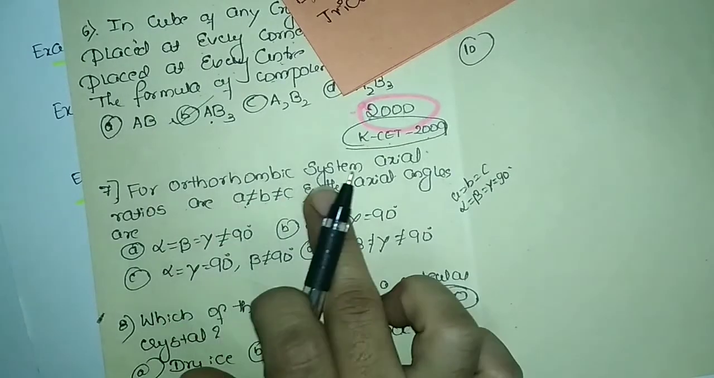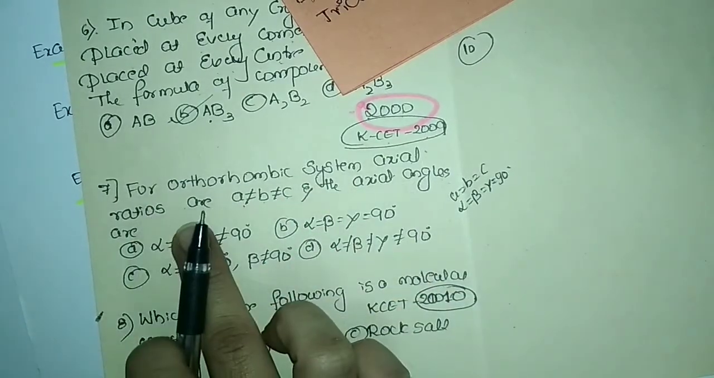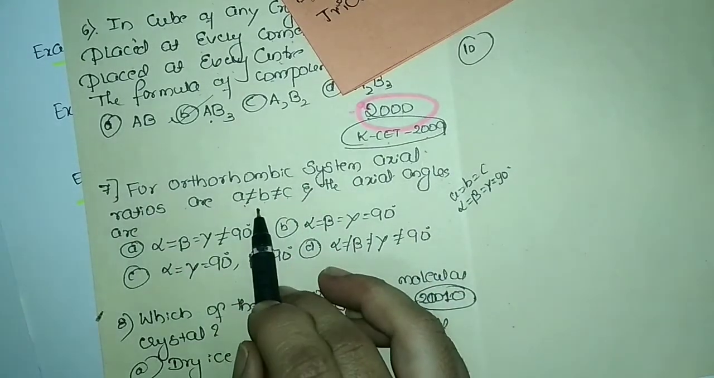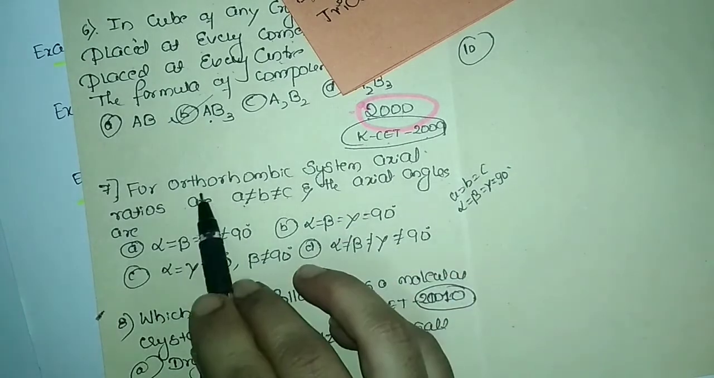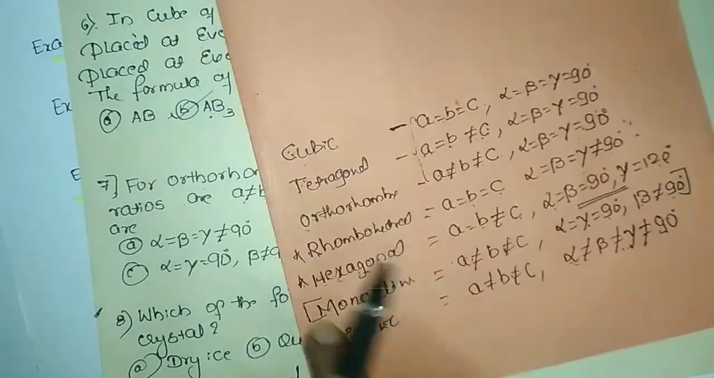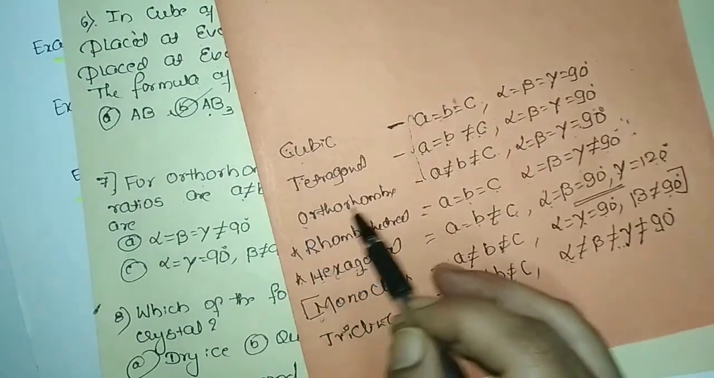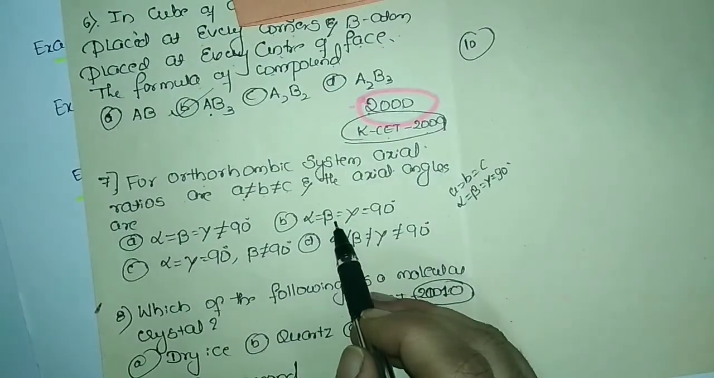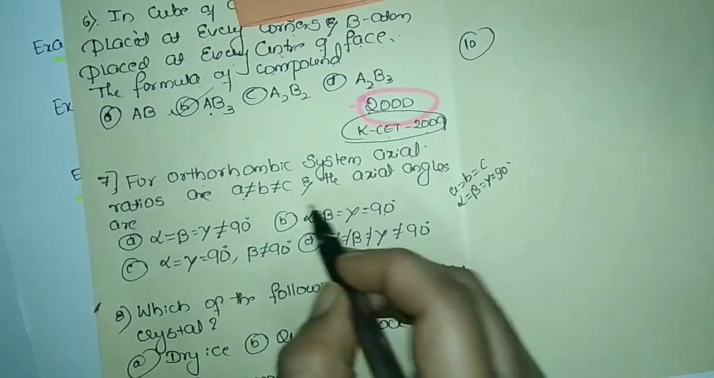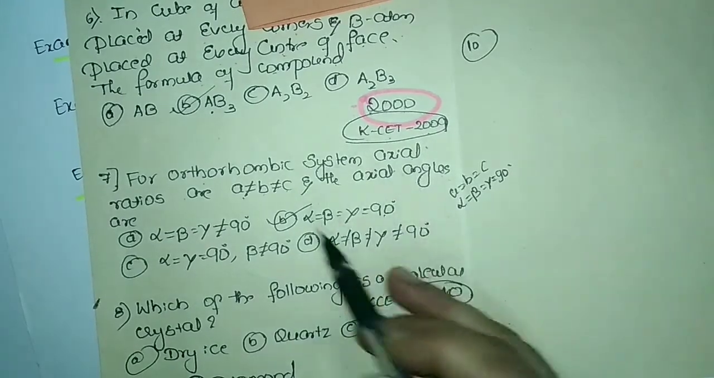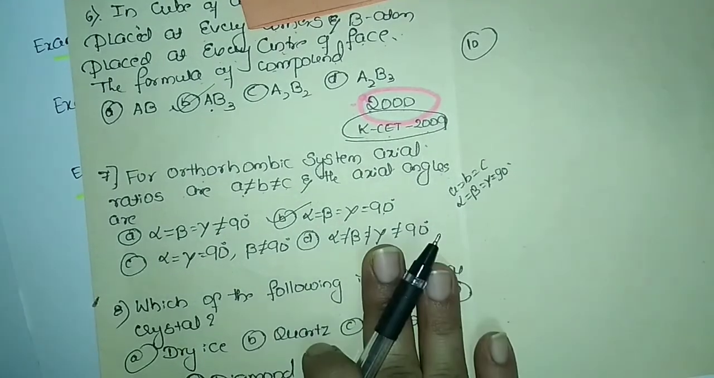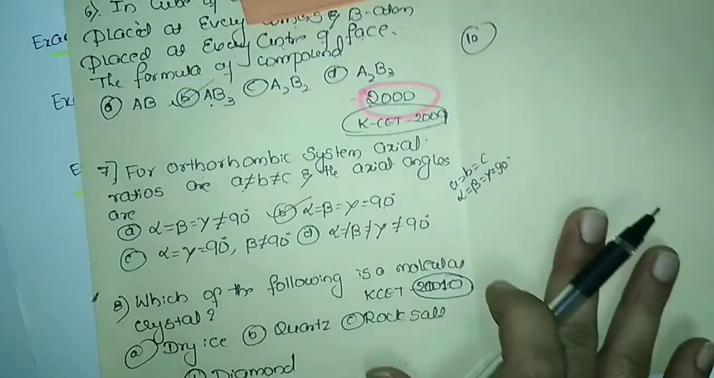So for an orthorhombic system, axial ratios means they have given the sides already, whereas the axial angles, so it is orthorhombic. Orthorhombic means it is CTR here. So it is alpha equal to beta equal to gamma equal to 90 degrees. So this is the answer. If you know that table, answering this type of question is very easy.